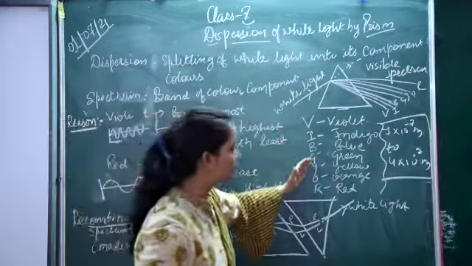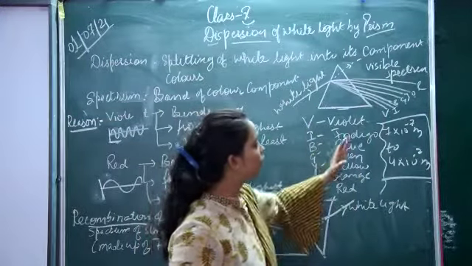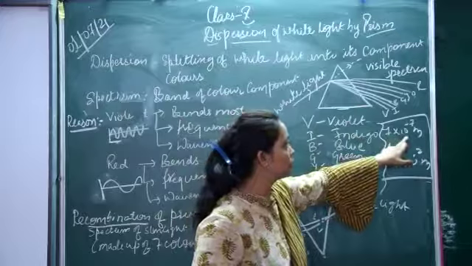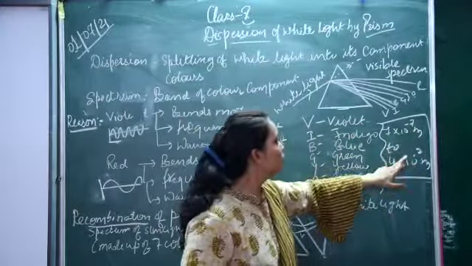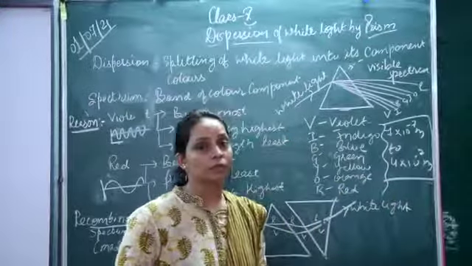This band that we are seeing is a visible spectrum because we can see it, and the wavelength of this spectrum is 7 into 10 to the power minus 7 meters to 4 into 10 to the power minus 7 meters. That is visible to us.